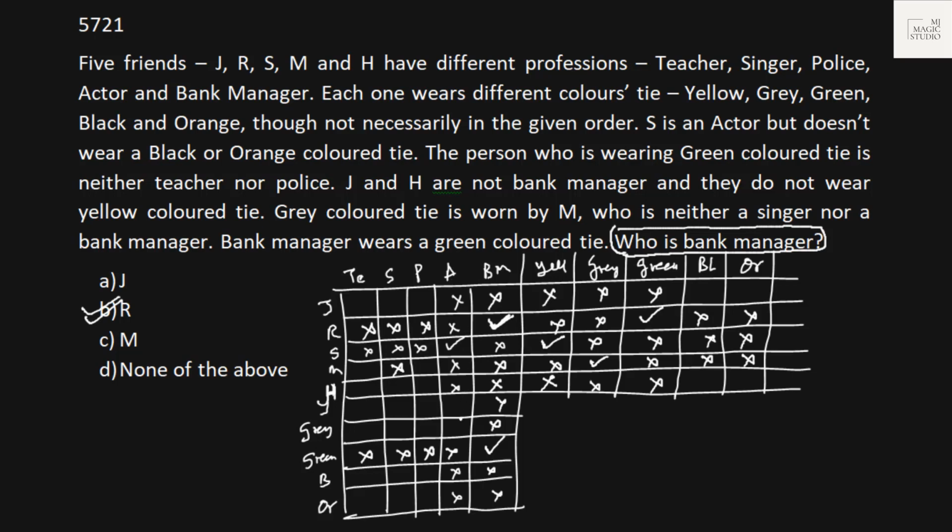Yellow is S. Actor is wearing yellow. Okay. This much we can get. R is wearing green. R is bank manager. S is actor. Actor is wearing yellow. And then M is wearing grey. He can be in police or he can be a teacher, grey, but he cannot be a singer. That's it. This is the enough information we have. But as per the information given, we can find who is the bank manager. R is the bank manager.